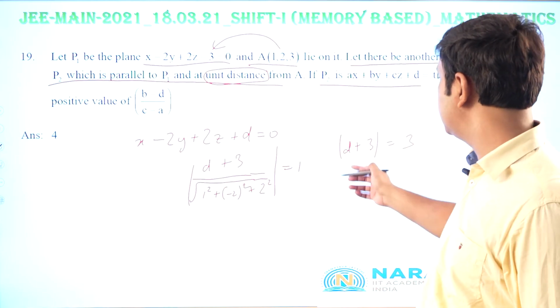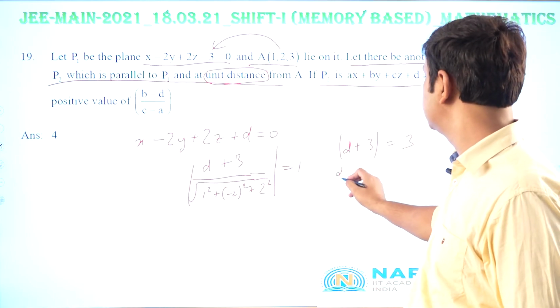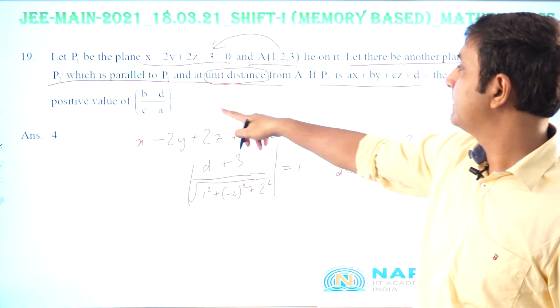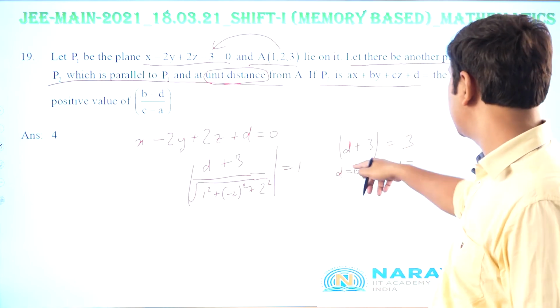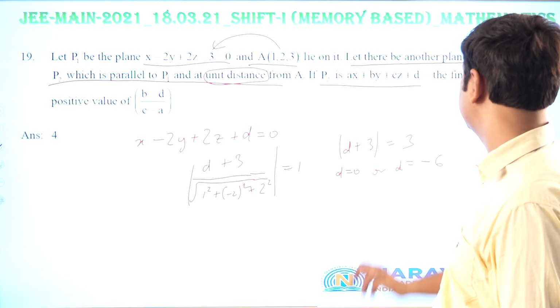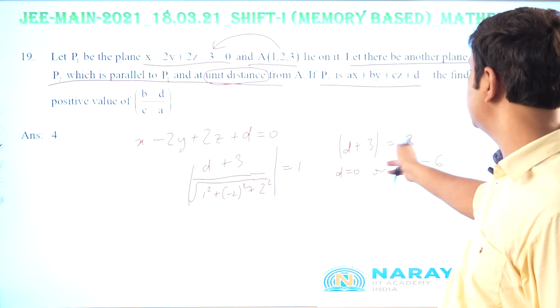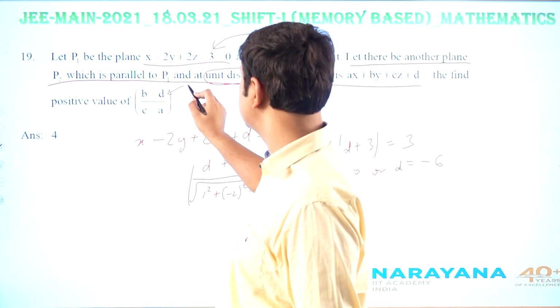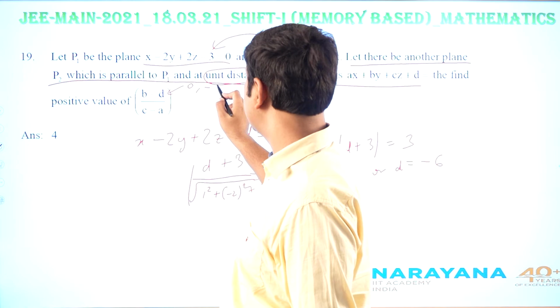Notice that here d can be 0, or d can be minus 6. Minus 6 plus 3 will be minus 3, then also. Now notice here we have two options. We can put d is equal to 0 or d is equal to minus 6.